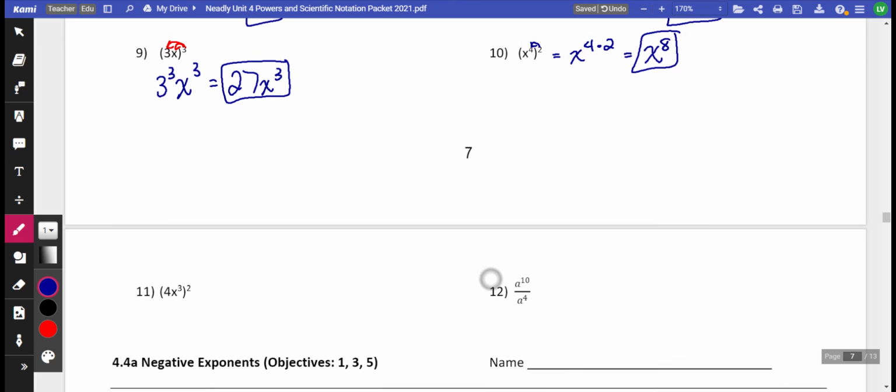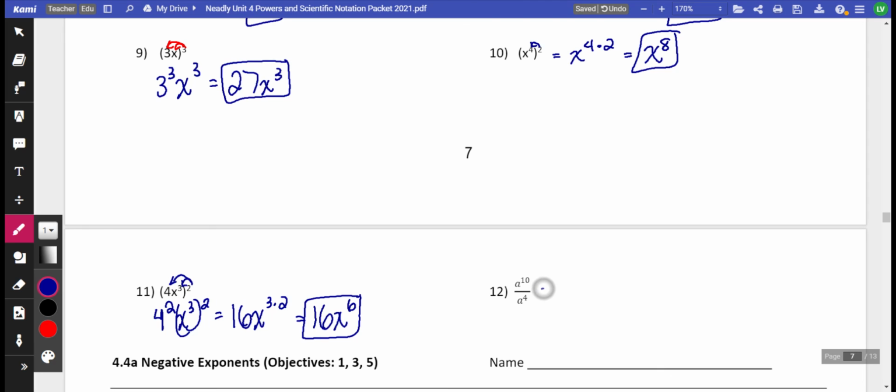2 more problems to review. Number 11, I'm going to take this 2 and distribute it to the 4 and to the power of 3. So 4 squared, x to the 3rd, that quantity squared. 4 squared is 16. X to the 3rd times 3 becomes 16x to the 6th. Remember, this part is review. Number 12, when you have two bases that you're dividing, that means you subtract the exponents. A to the 10th minus 4, so that's a to the 6th.